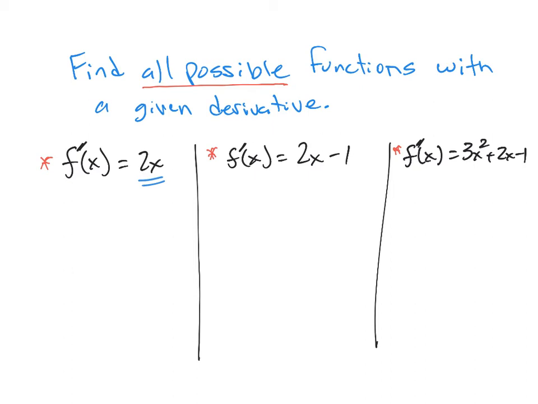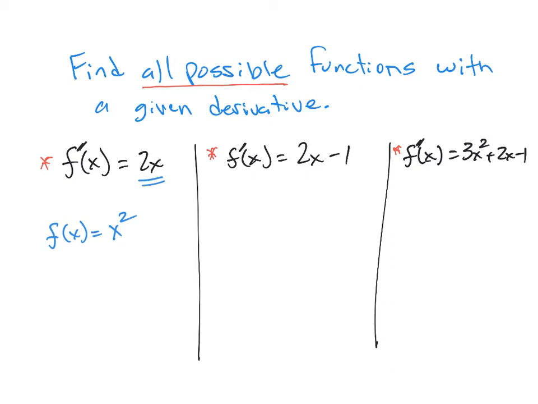This process is called finding the antiderivative. Eventually we'll call it indefinite integration. But for now, we'll just call it working backwards. So I hope you can imagine that if we have a derivative that's 2x, the original function had to be x squared, right? We know that the derivative of x squared is 2x, so if I'm working backwards, the original function f must have been x squared.